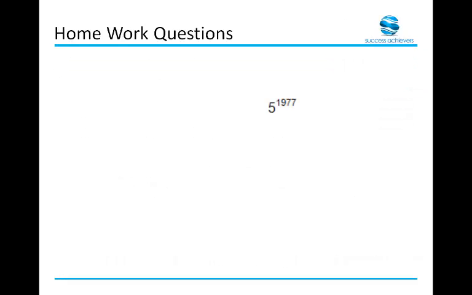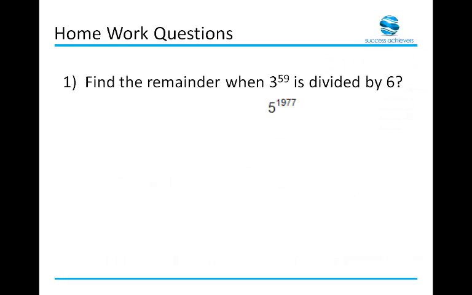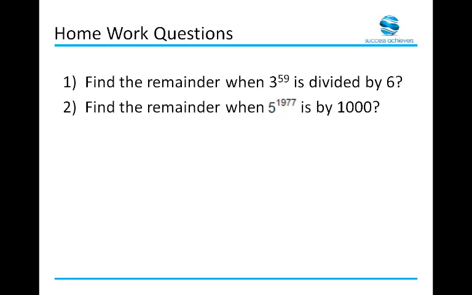Okay, before I close this class, just take some homework questions. These questions would help you to decide whether you have understood what has been taught in this class. So the first question is find the remainder when 3 raised to 59 is divided by 6. Second question, find the remainder when 5 raised to 1977 is divided by 1000.